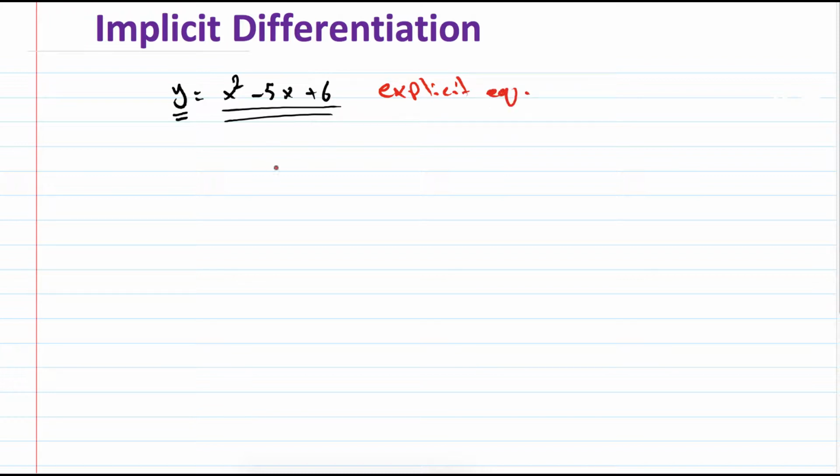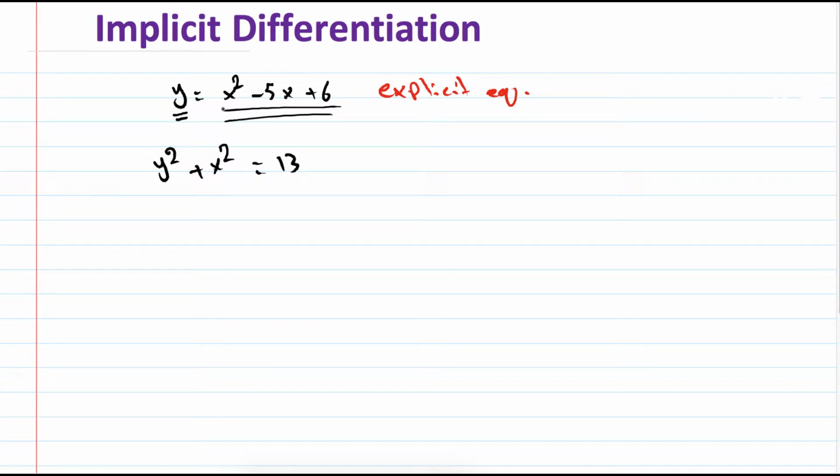If I have y to the 2 plus x to the 2 equals 13, this is an implicit equation because I don't have the x's on one side and the y's on the other side. So this equation is not explicitly defined in terms of x. We have x right here, we have y right here, and then we have a number. And the difference between them is just that.